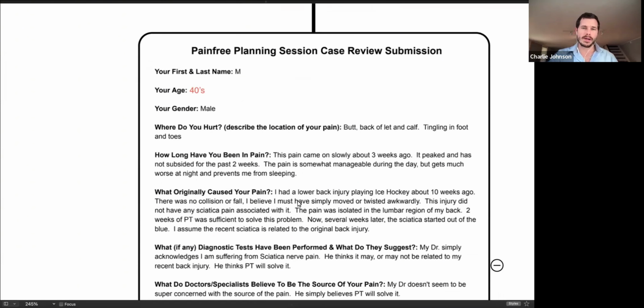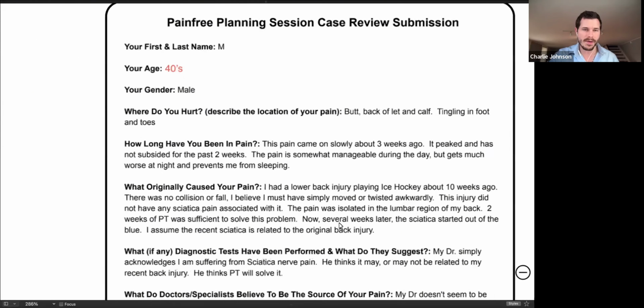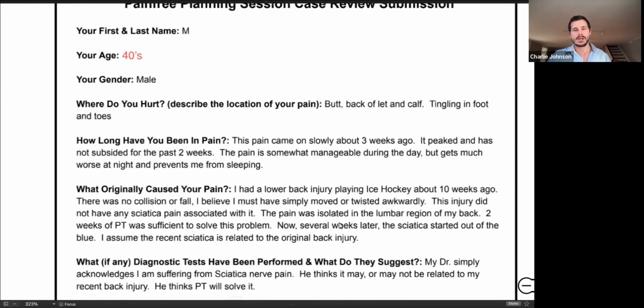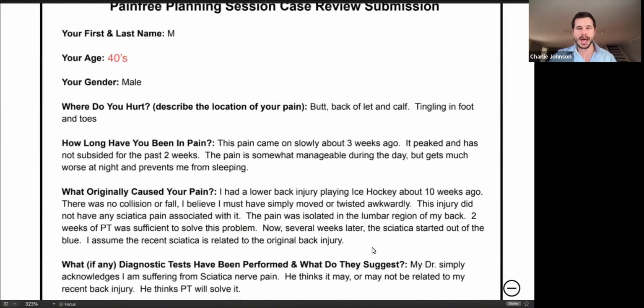What originally caused your pain? Lower back injury while playing ice hockey about 10 weeks ago. There was no collision or fall. I believe I must have simply moved or twisted awkwardly. This injury did not have any sciatica associated with it. The pain was isolated in the lumbar region of my back. I did 2 weeks of PT, seemed like it solved it. Now, several weeks later, the sciatica started out of the blue. I assume it's related to the original back injury.